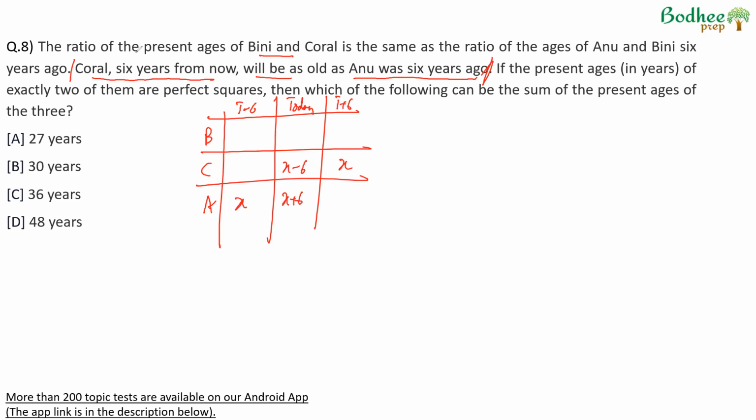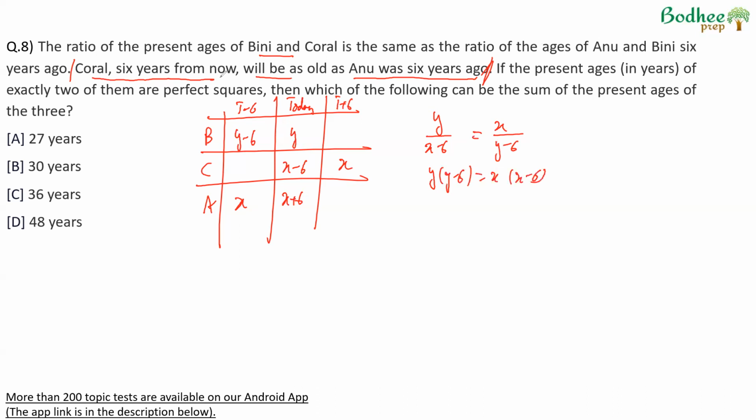Next, the ratio of present age of Binny and Coral. Suppose today Binny is Y, so the ratio of age of Binny, Y upon X minus 6, is the same as the ratio of ages of Anu and Binny. Now, Binny 6 years ago will be Y minus 6. So the ratio of age of Anu and Binny 6 years ago will be X upon Y minus 6, which means Y into Y minus 6 is equal to X into X minus 6 is the equation that we get.